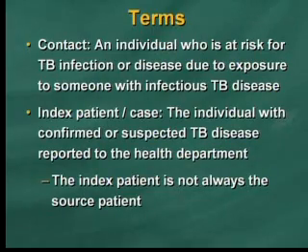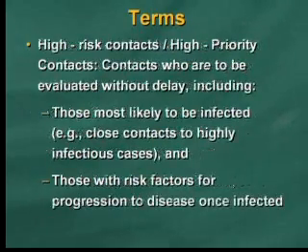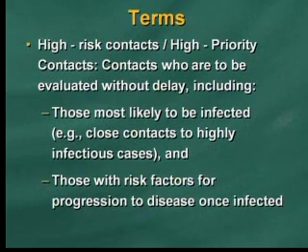So continue with terms. We look at high-risk contacts. Those are high-priority contacts, meaning contacts who are evaluated without delay. And who are these individuals? Who are these people? Those most likely to be infected include close contacts to a highly contagious case.